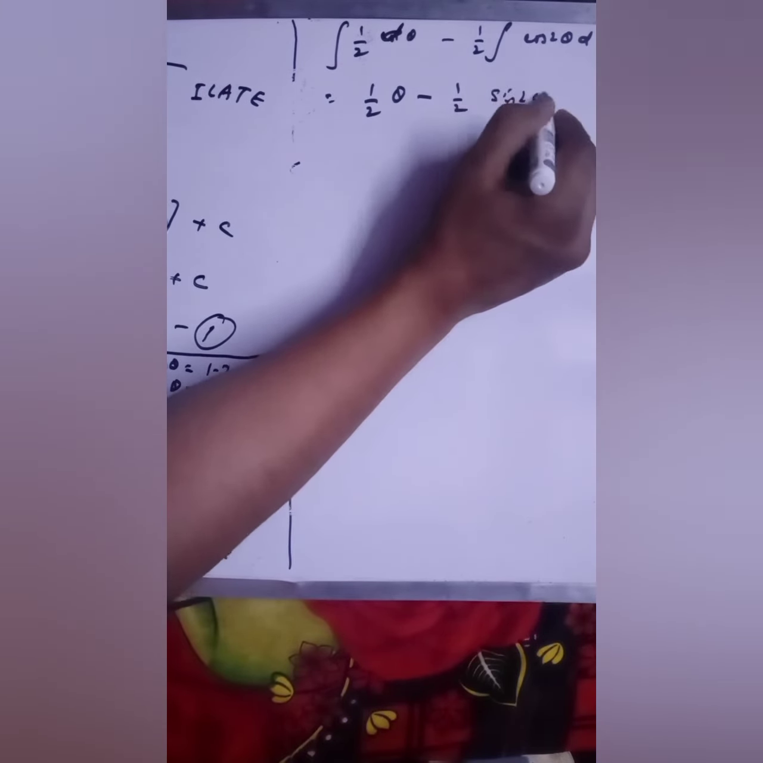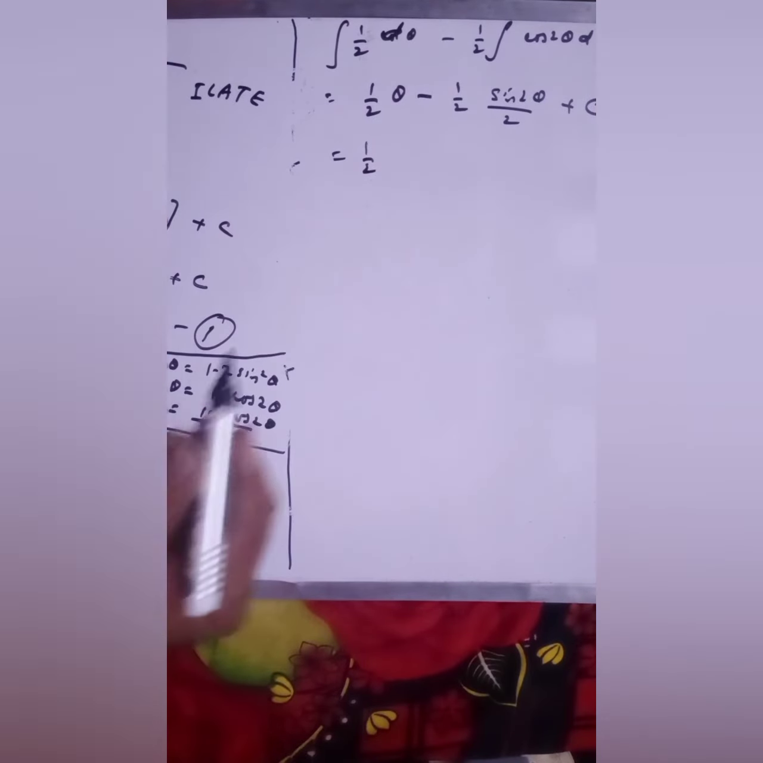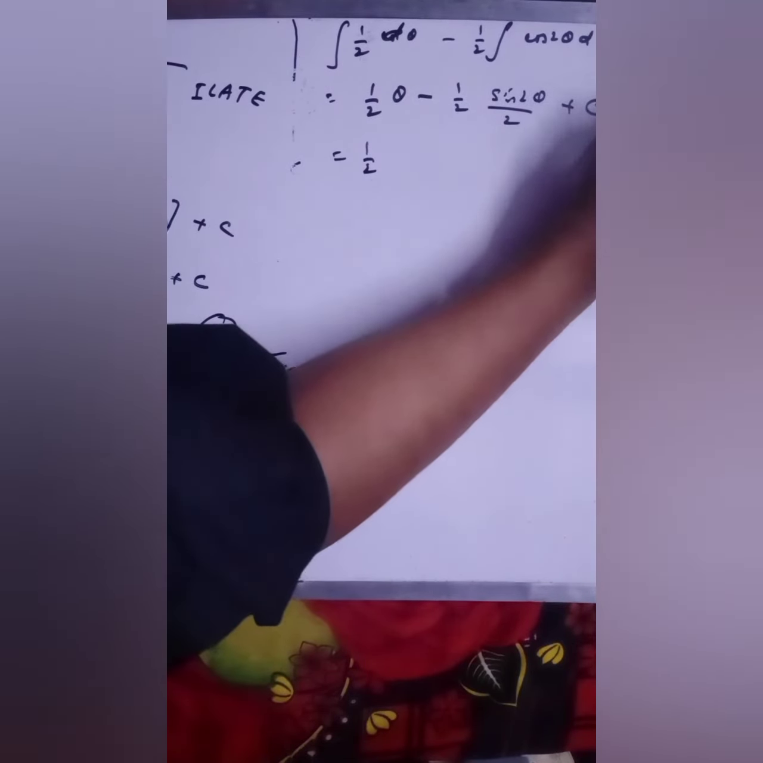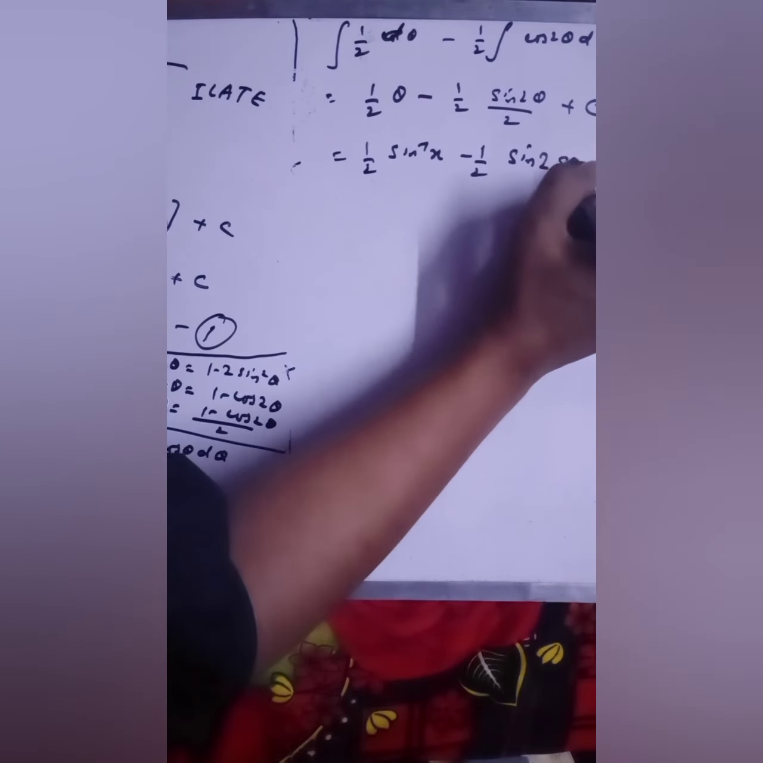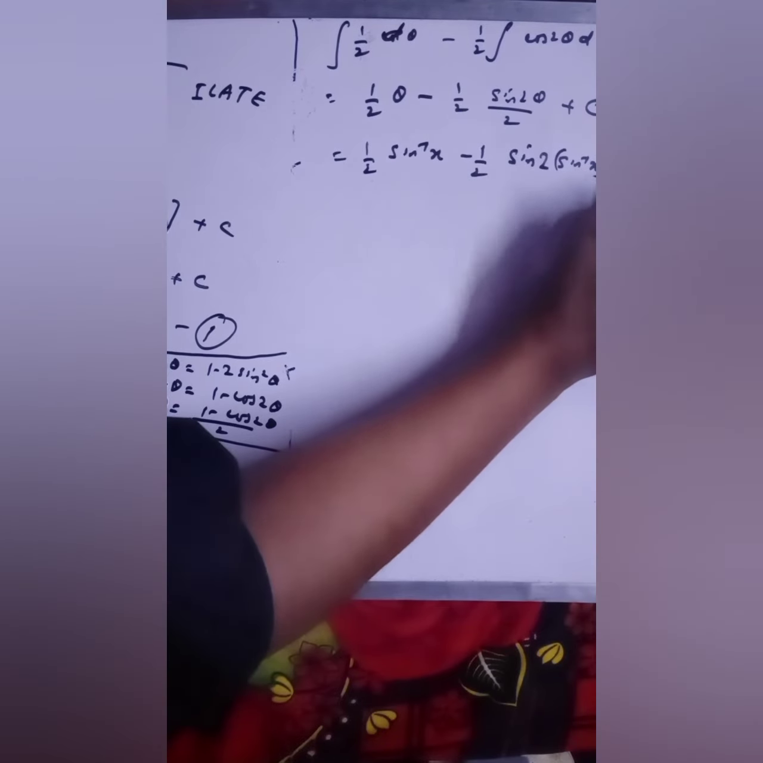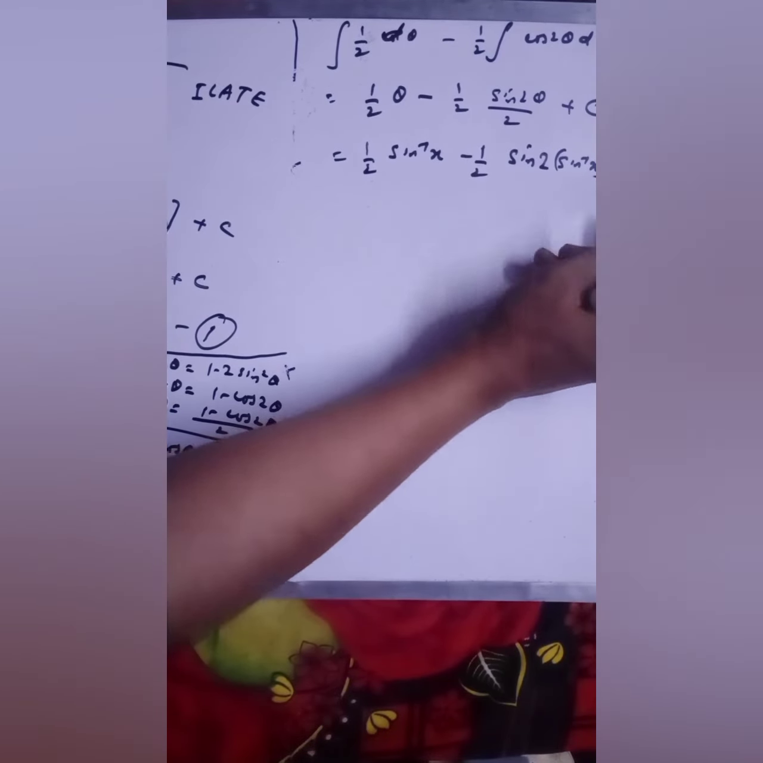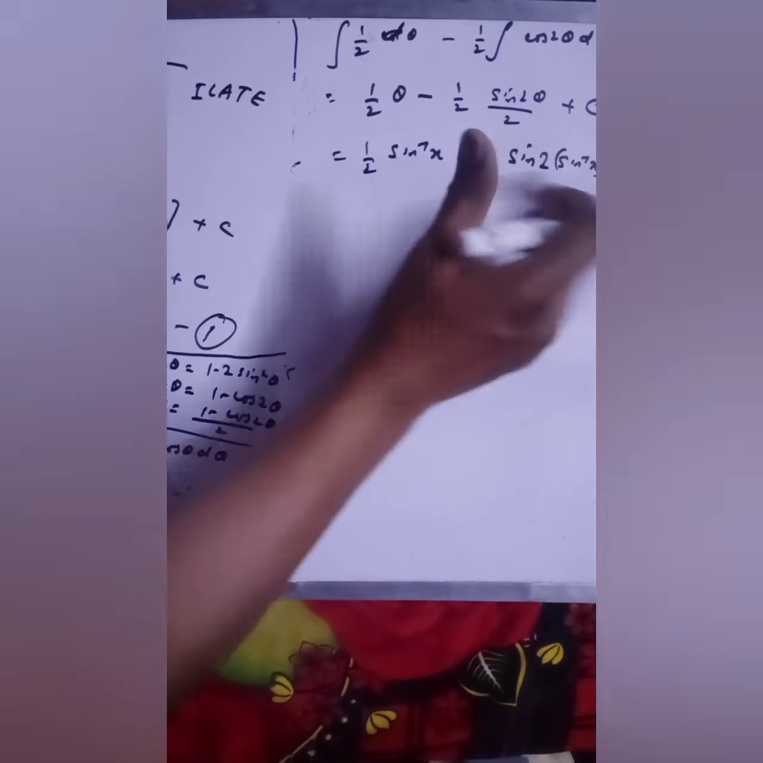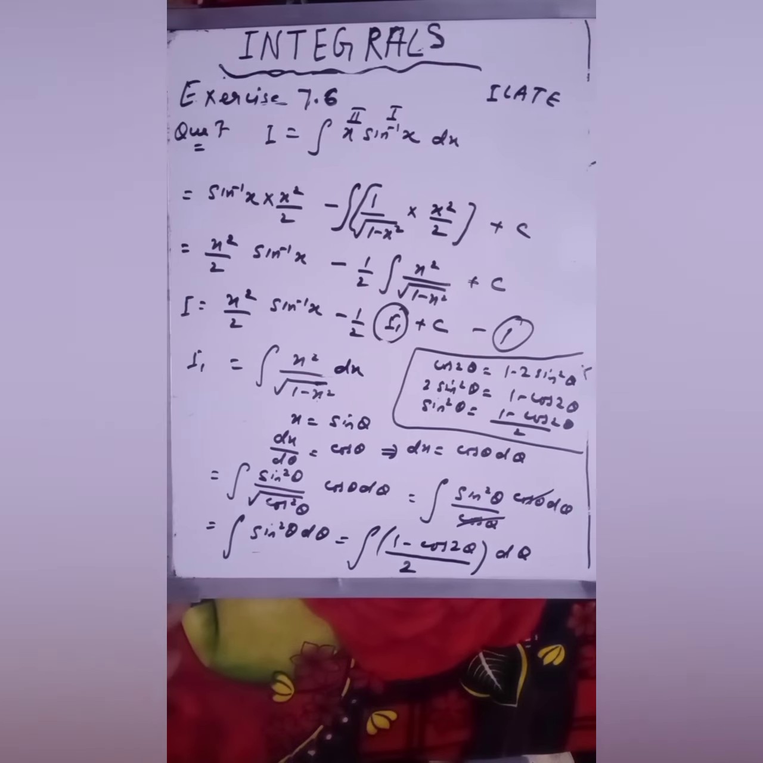So just replace this theta. Your x was sine theta, so the theta would be sine inverse x. Sine inverse x minus half sine 2, and your theta is sine inverse x, plus c. So put this value of I1 in equation number 1, which is this equation. You have to put this value of I. So any one of the methods you can use. Fine. So note it down, children.